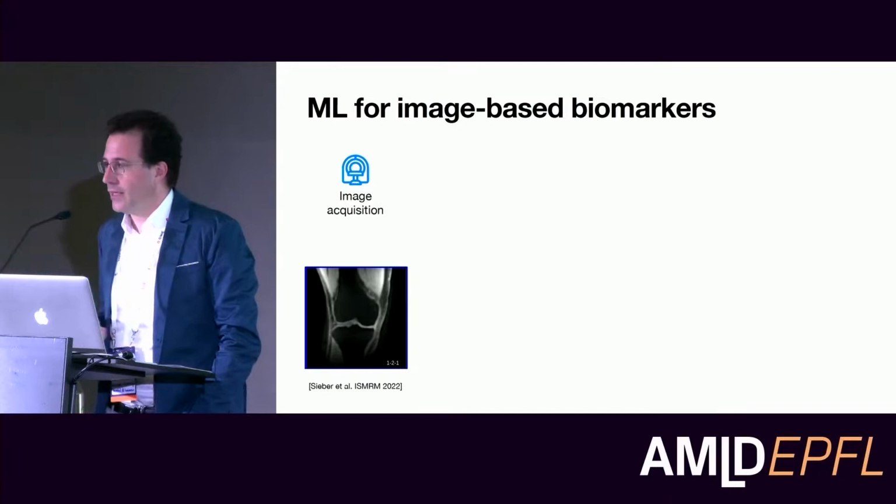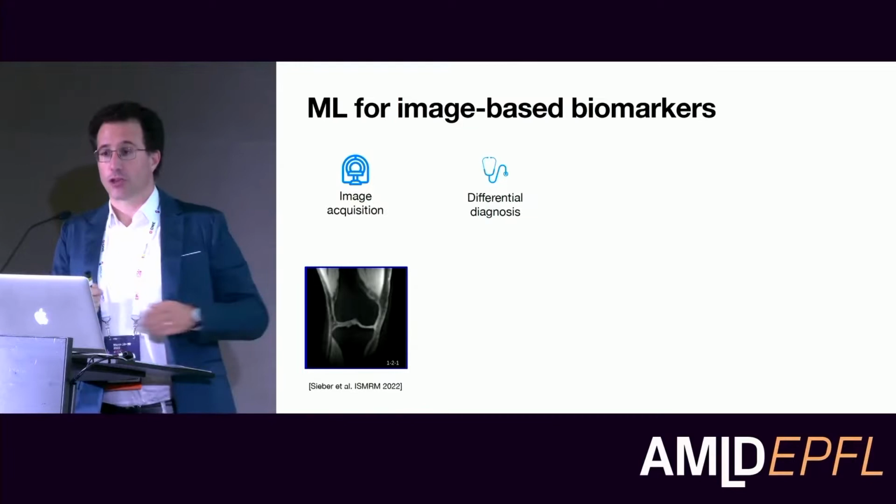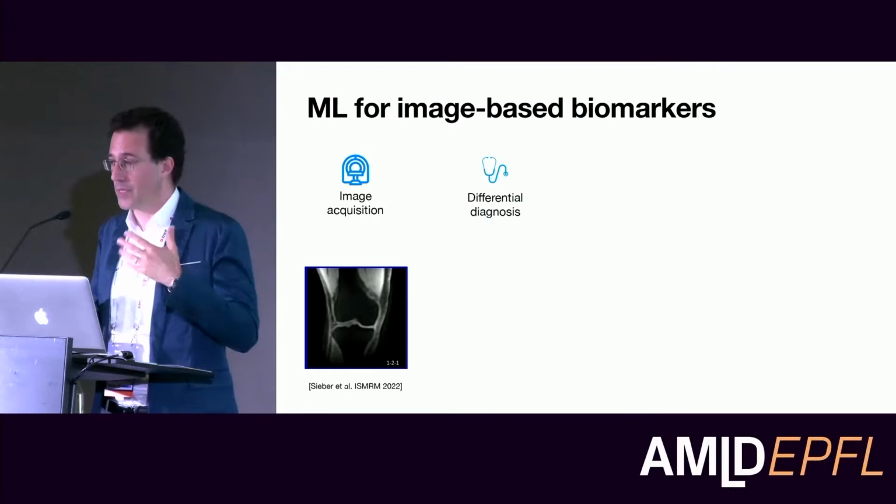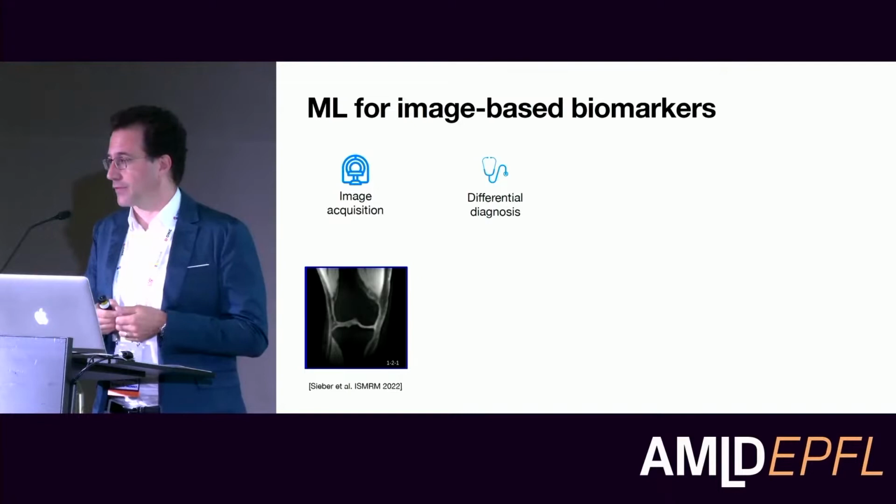More classically, it's also used for differential diagnosis. This is when you have two patients or two diseases that look very much the same. They have the same symptoms, but they're not the same. So an example is multiple sclerosis, where if you have people that come to the hospital with a migraine, they have a lot of the same symptoms that people with MS have. So how do you know whether they have migraine or MS?